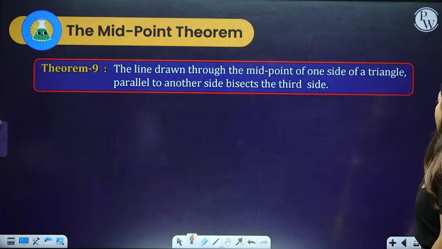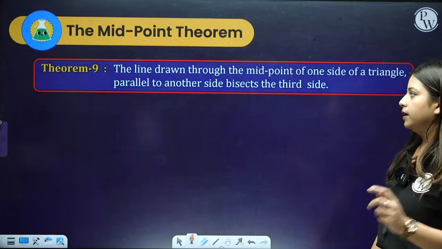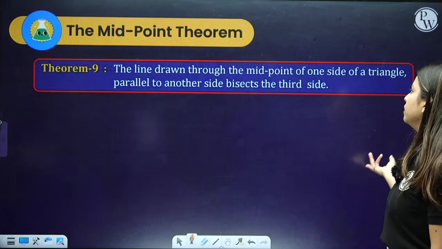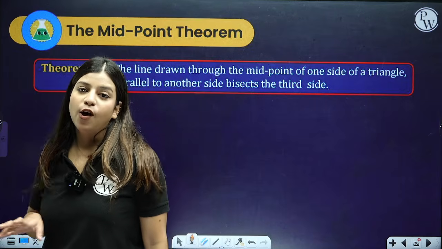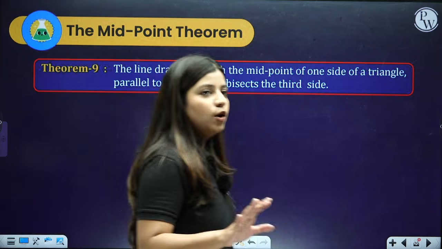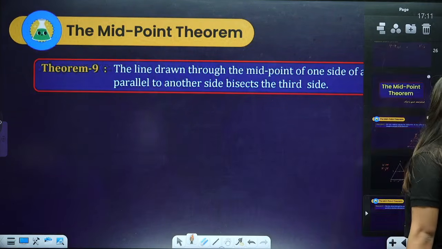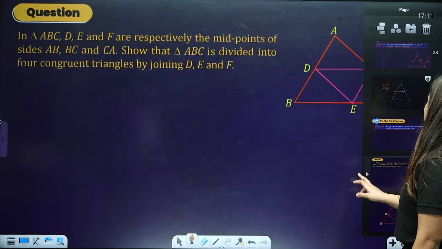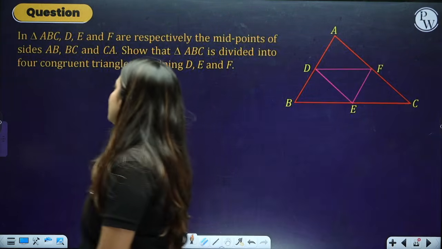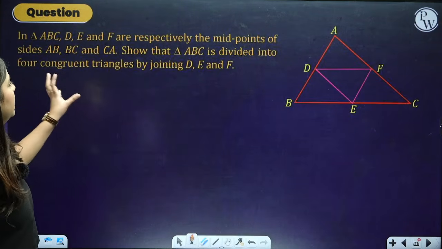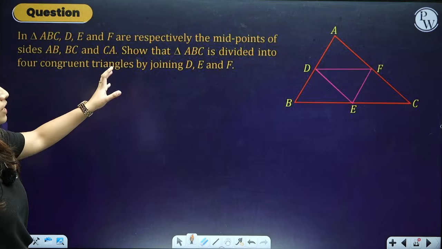So let's see what type of question comes before starting. The line drawn through the midpoint of one side of a triangle parallel to another side bisects the third side. This is the converse of the midpoint theorem. I hope the theorem and the statement are clear to you. Let's see how we apply it. The very first question is: in this triangle ABC, D, E, F are respectively the midpoints.